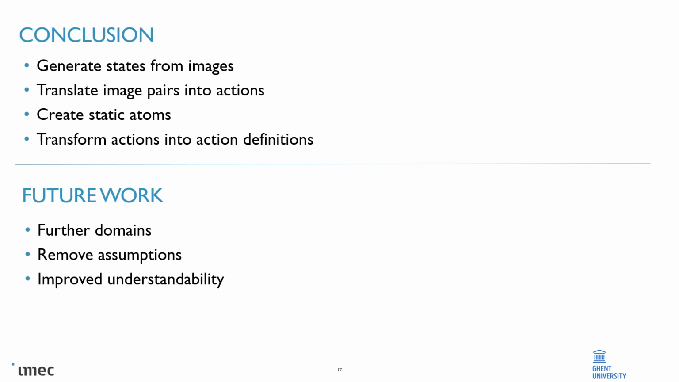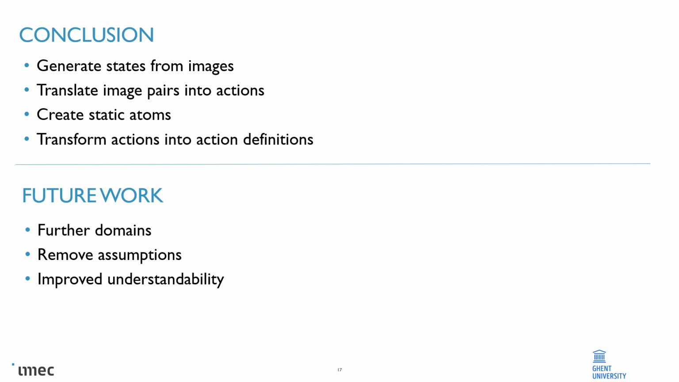Our method extracted objects from images in order to generate a state for each image. This knowledge was then used to translate the pairs of images into actions. Static items are inserted to prevent invalid actions from being generated, and finally actions were transformed into action definitions.